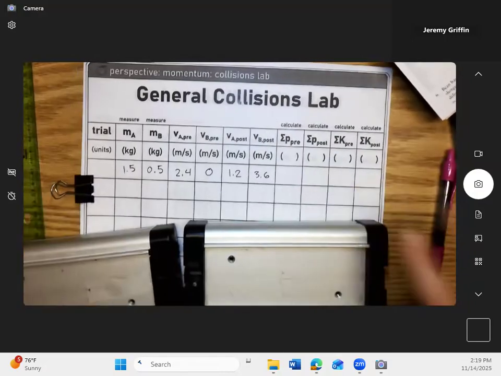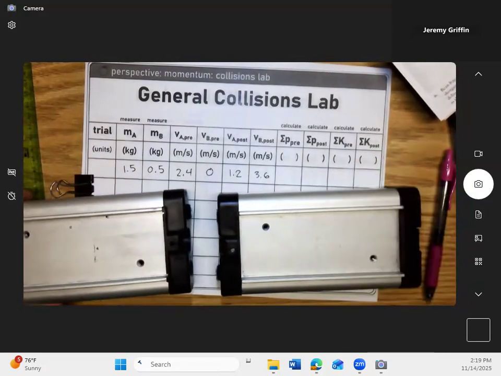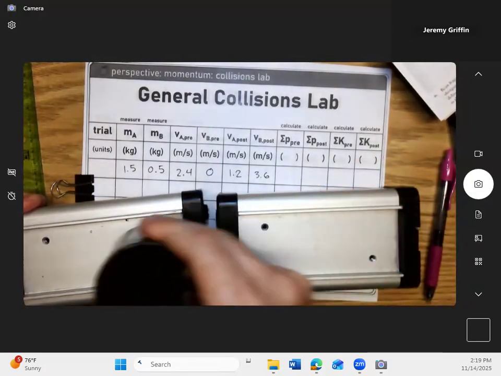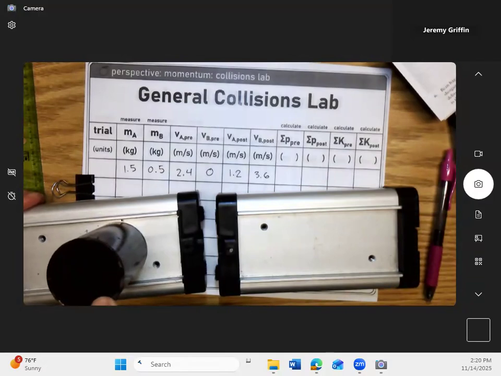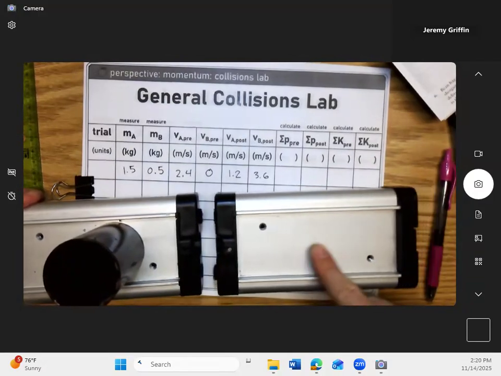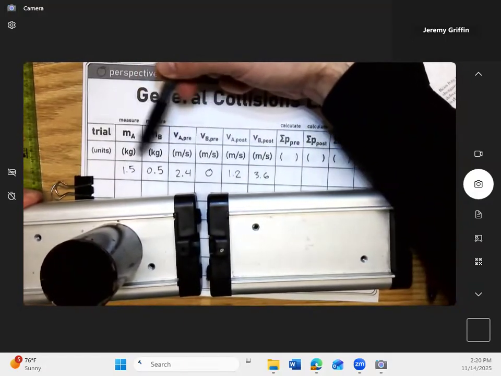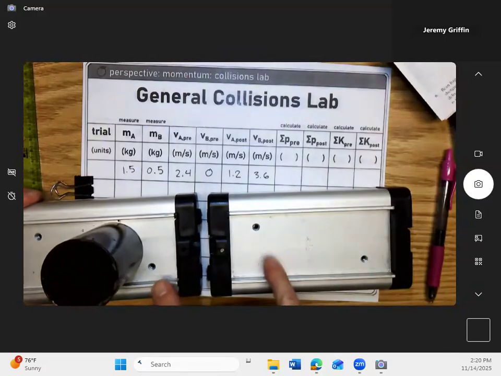So let's say I have this, for example. I've got these two carts that could bounce off each other, and they bounce off pretty elastically. Say my cart A has a mass of 1.5 kilograms, and my cart B has a mass of just 0.5 kilograms because it's just an empty cart. I've got these numbers recorded right here. Here's mass A, here's mass B. You see that? That's exactly what you're looking at.